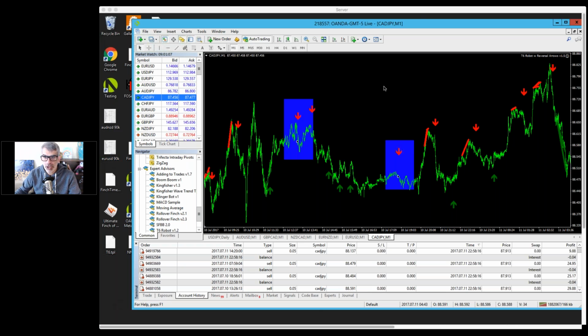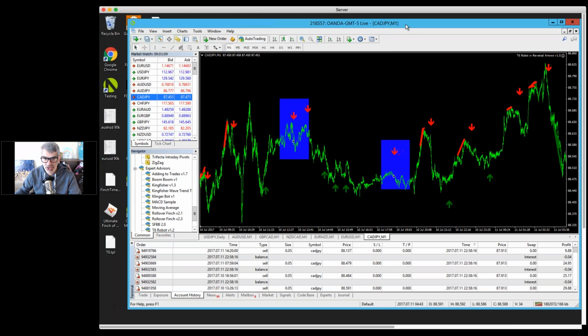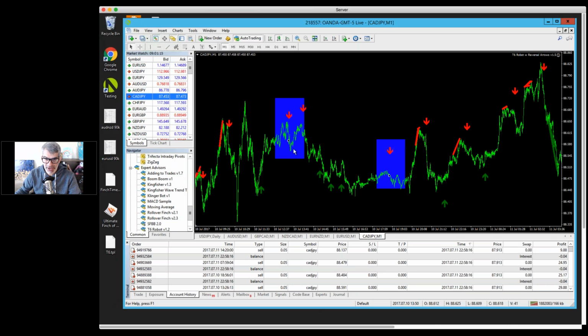All right, let's take a look at the MetaTrader 4 workstation here. This is the Oanda, my live account, and I put the T6 robot, which is a trend trading robot, on the Canadian dollar Japanese yen. And it found a trade here on a reversal arrow, which is part of the Knoxville divergence indicator.